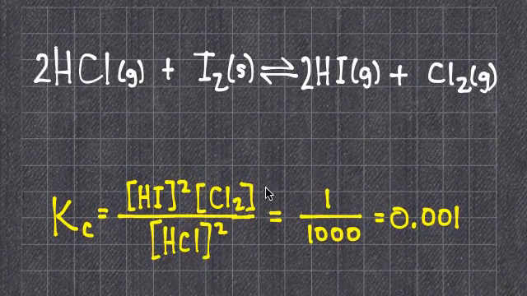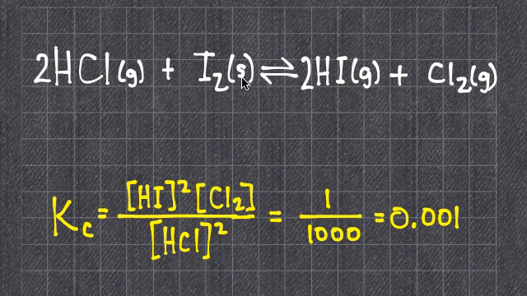Here's another reaction. 2 HCl gas molecules, 1 iodine solid molecule, 2 HI gaseous molecules, 1 chlorine molecule. Let's see. This constant happens to be 1/1000th. So this is small and/or this is big. At this particular temperature, I have very little of this and a whole bunch of this.